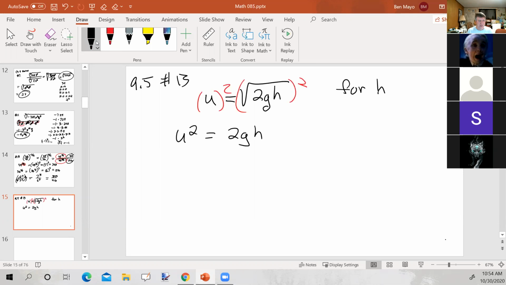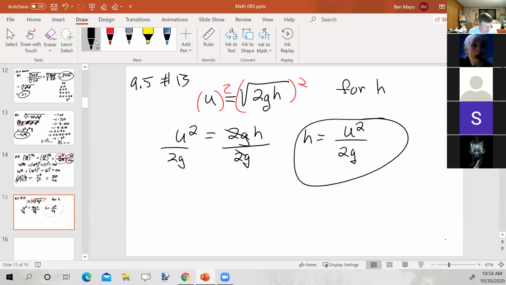All right. Now, I'm trying to get h by itself, so I need to divide both sides by 2g. So h equals u squared over 2g. And there you have the answer. Okay. Number 17 coming up next. Are we good to go on?